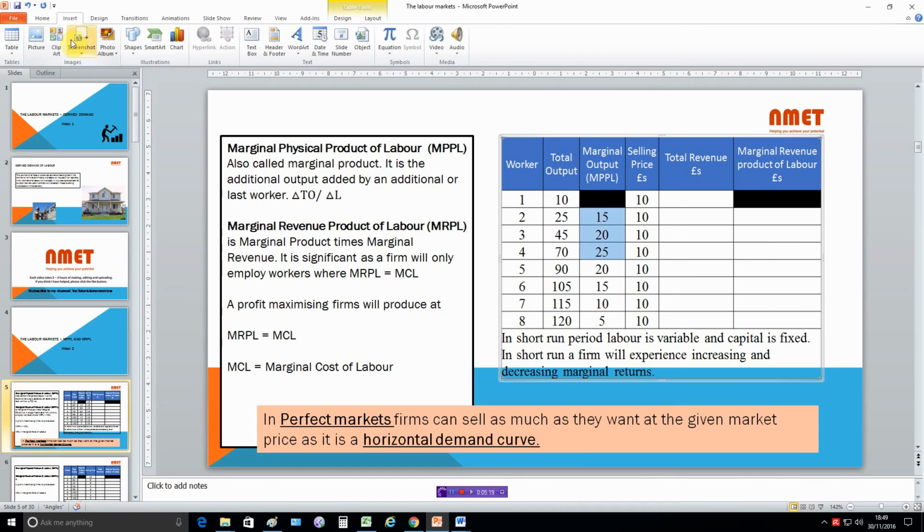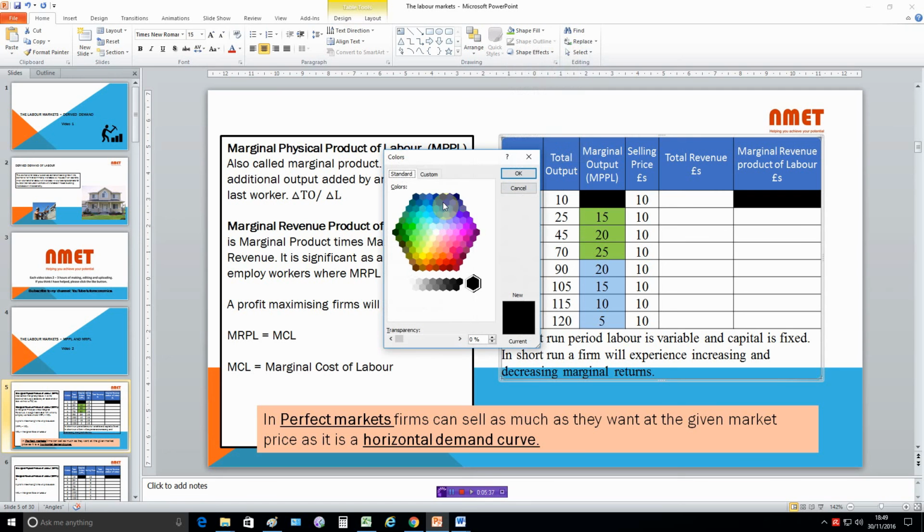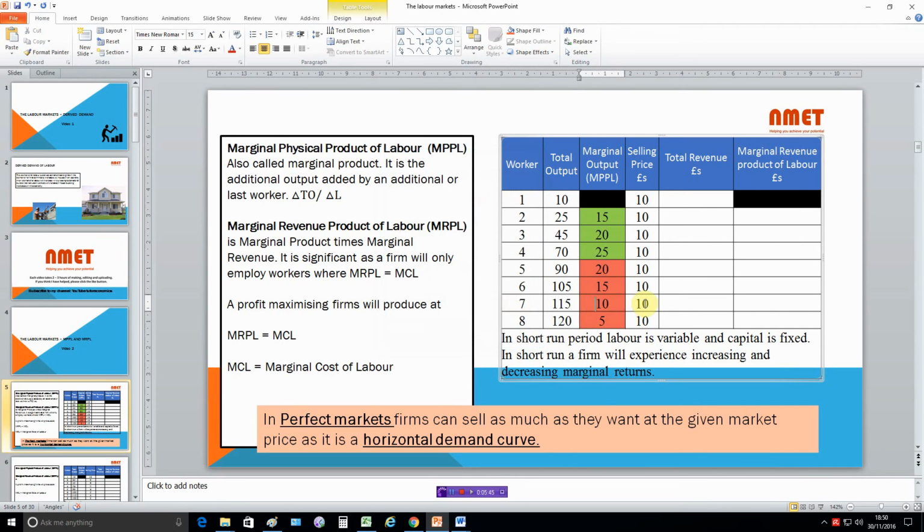It is increasing marginal returns. I can color that green. And from 25 onwards to 20, 15, 10 and 5, I can do it red, a very soft red so that we can see the numbers.